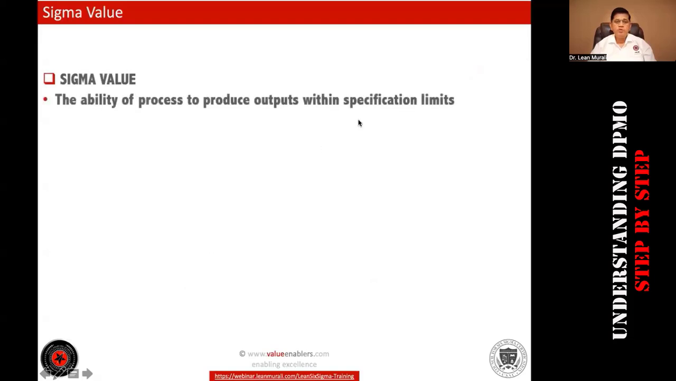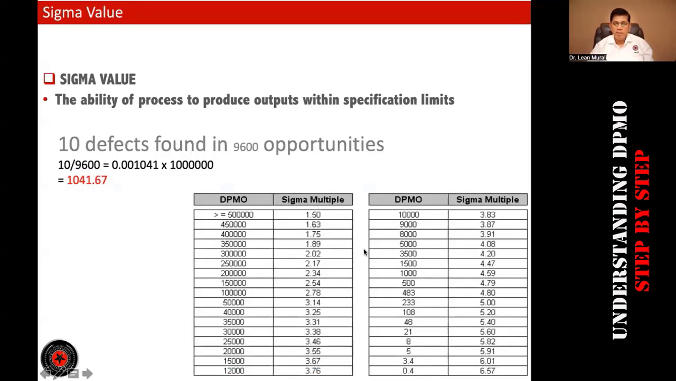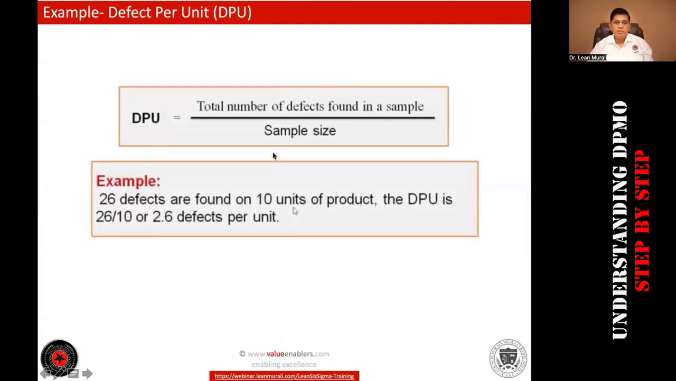So the sigma value is nothing but the ability of the process to produce output within specification limits. So 10 defects found in 9,500 opportunities. There is a sigma table where you can find that the sigma value is, let's say, 4.59 or something. We will have quick examples also.